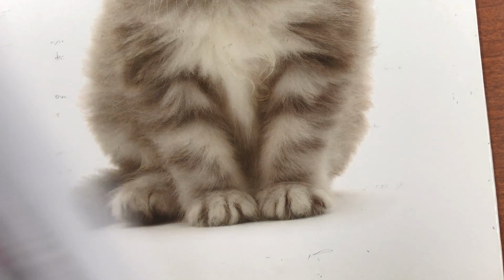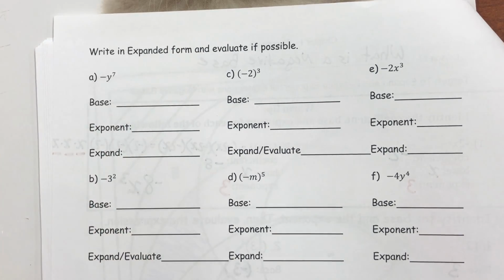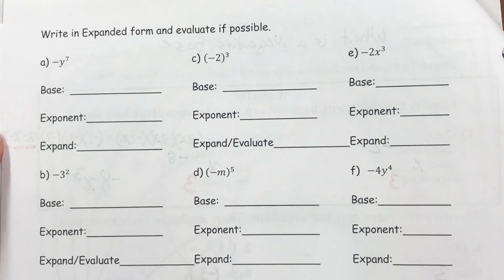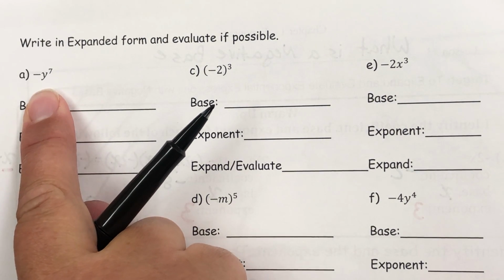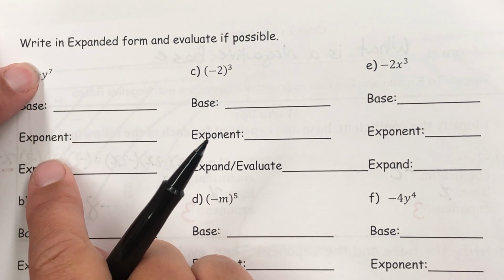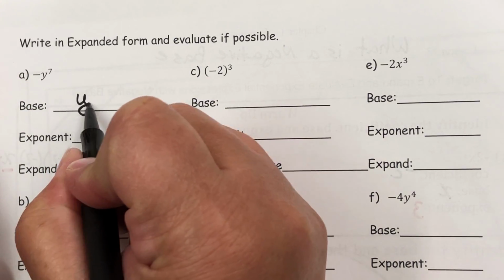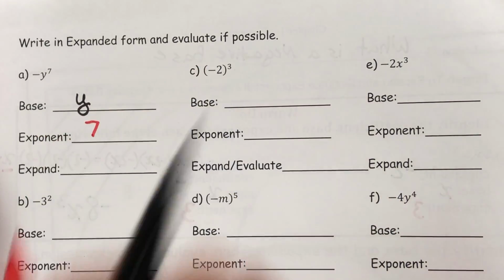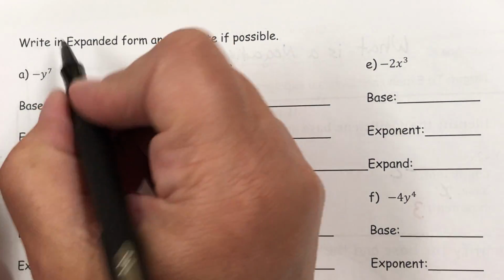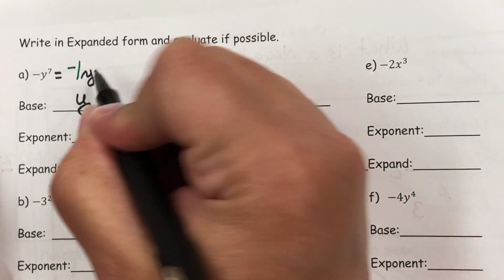So on this next page, my base here, this is very confusing. We're going to make this a little bit bigger because I like to see what I'm doing. All right, my base here, again, that negative is -1 times y. So my base is just y. The exponent is 7. And when I expand it, remember this is going to be equal to -1 times y to the 7th.